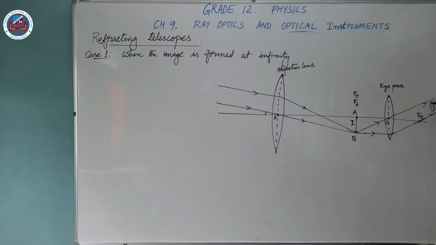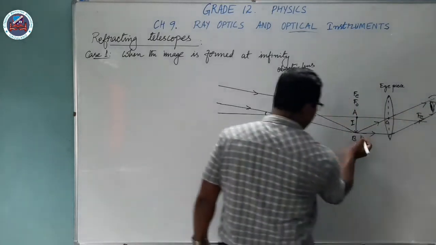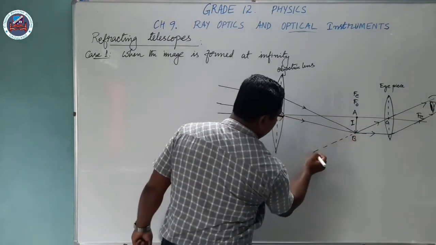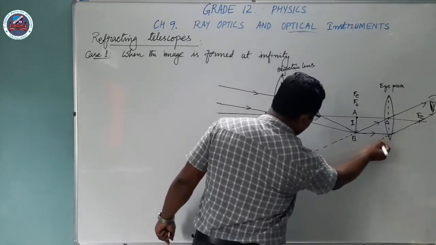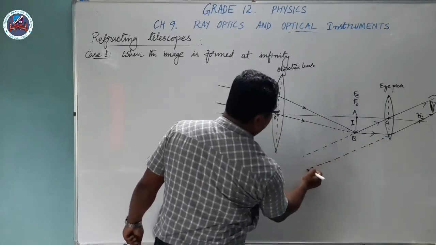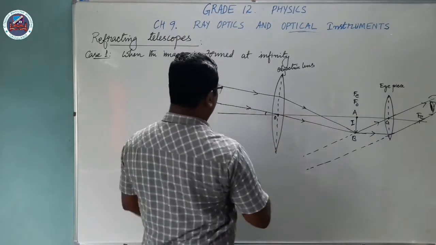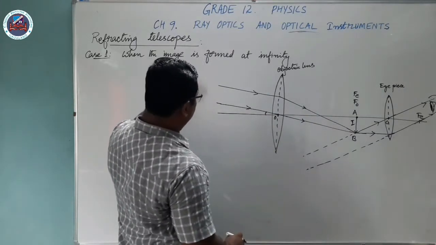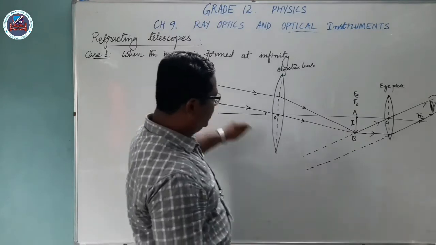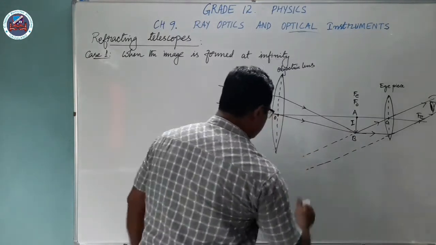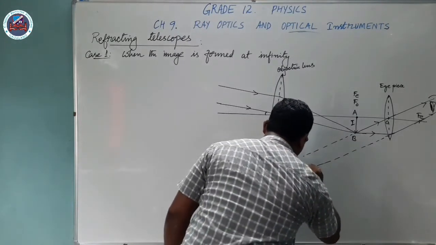You are observing from here. The rays are entering your eye, and then you will see the image at infinity. So this is how it works. The object was placed at infinity, and the image will also be produced at infinity.